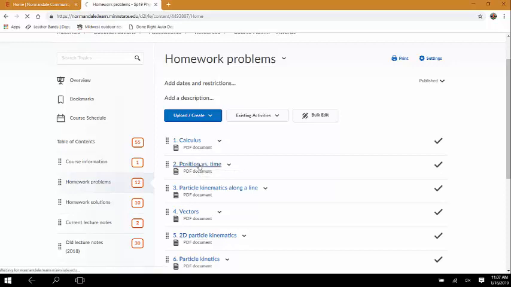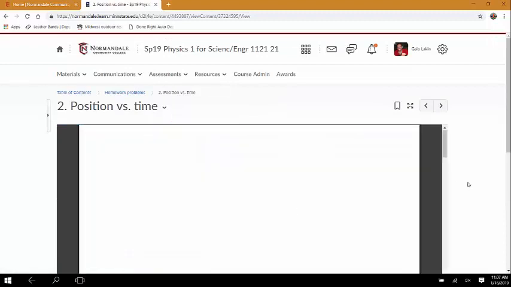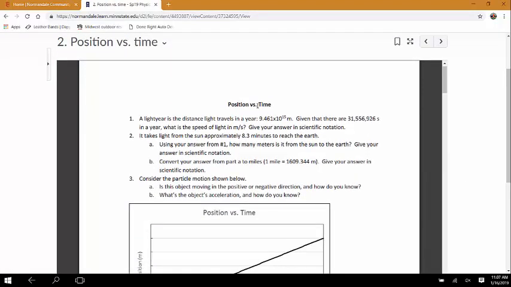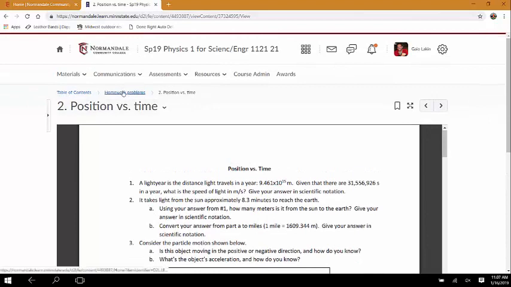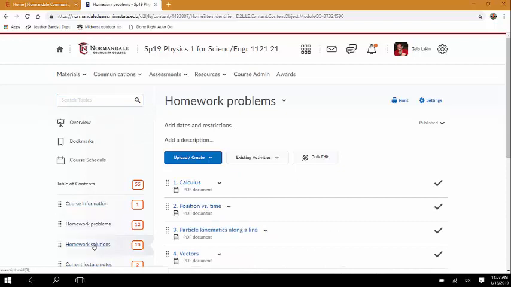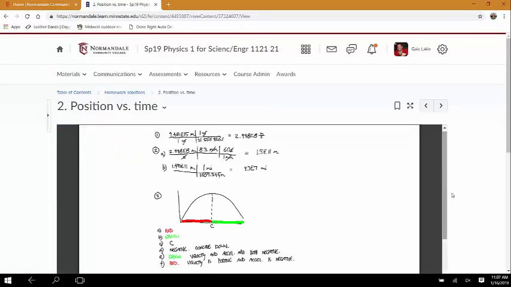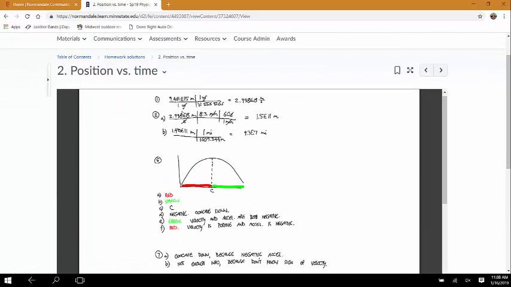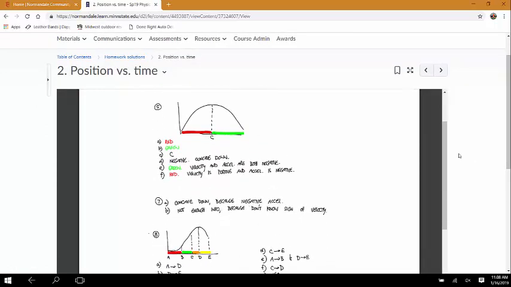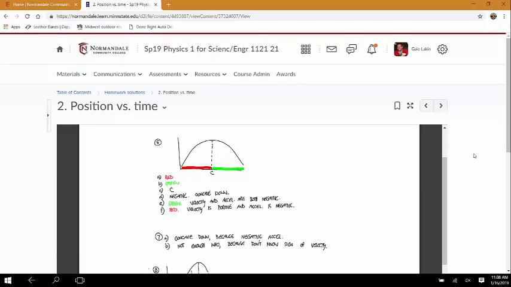So go to position versus time. And then the first two questions are sort of unit conversion type questions. Corresponding to the homework problems, there are homework solutions. They're not solutions for everything, but if you go to the solutions for position versus time, there is one for 1 and 2, and then it skips a few. They have solutions to selected problems.